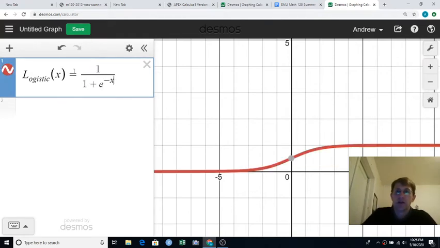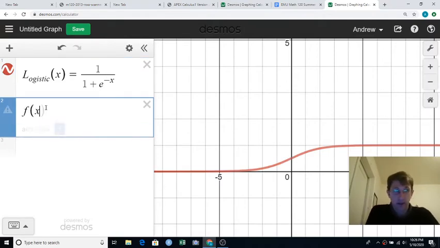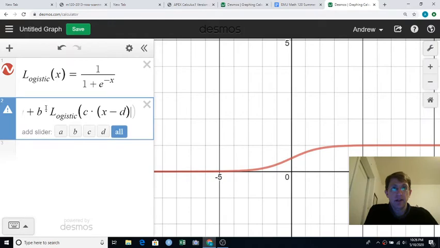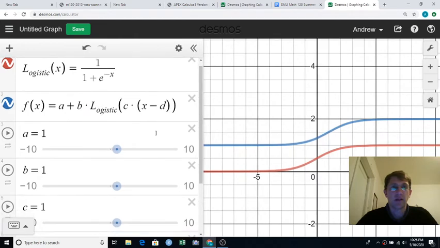Negative x, there we go. And then our shifted and scaled version of it was a plus b times logistic of c times x minus d, and we want sliders for all of those things. We'll let ourselves see that.